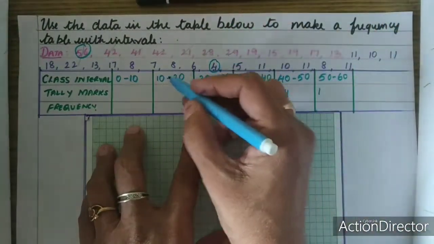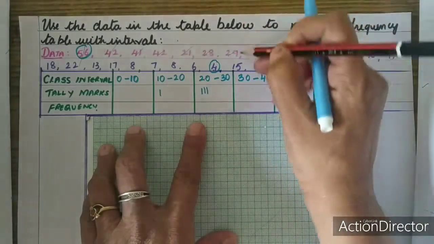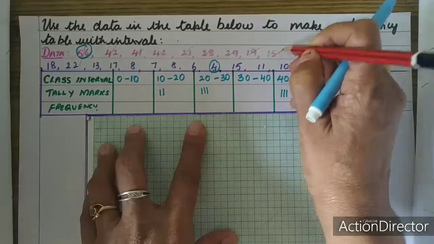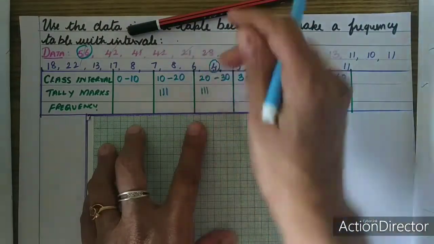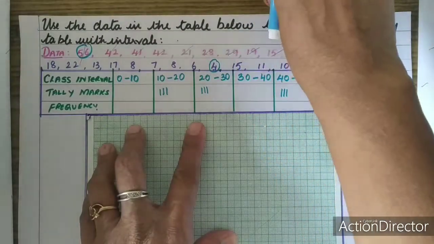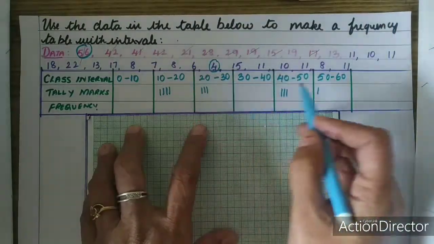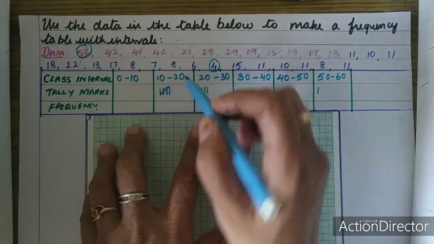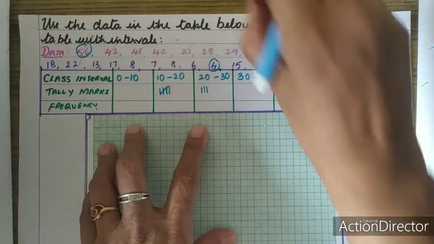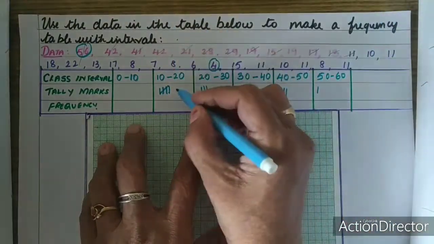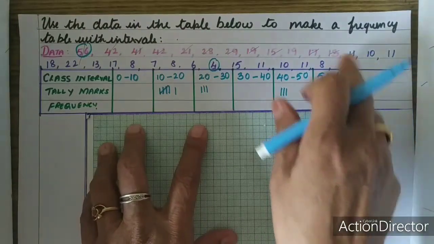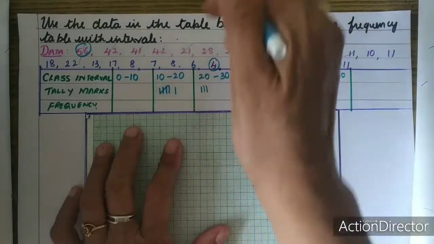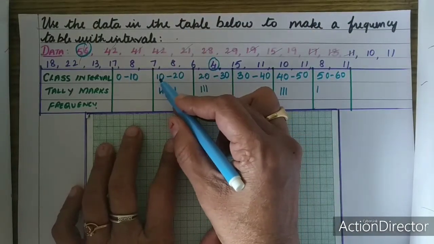Next 19. 19 lies between 10 to 20. Next one is 15. 15 lies between 10 to 20. Next 19. 19 lies between 10 to 20. Next 17. 17 lies between 10 to 20. Next is 13. 13 lies between 10 to 20. So you have to make a block of 5. Next one 11. 11 lies between 10 to 20. Next 10. 10 you have to take in the upper class, that is, lower limit 10 to 20. So you will be marking in the class interval 10 to 20.